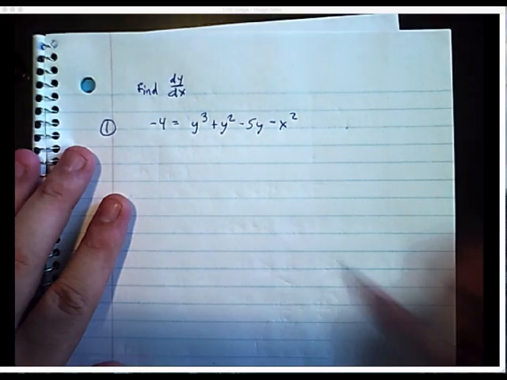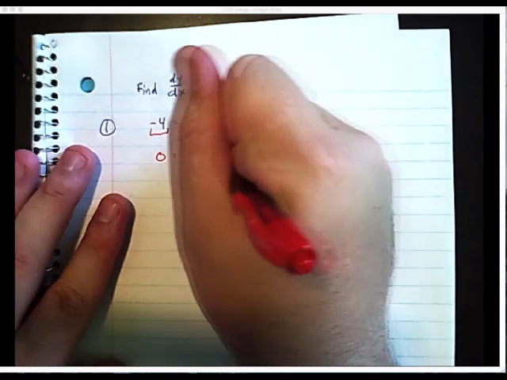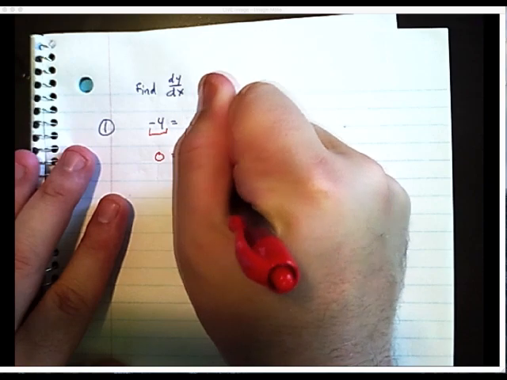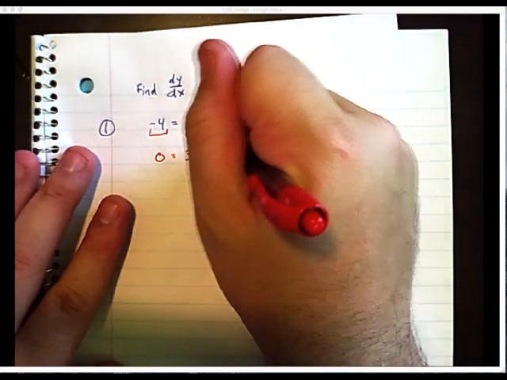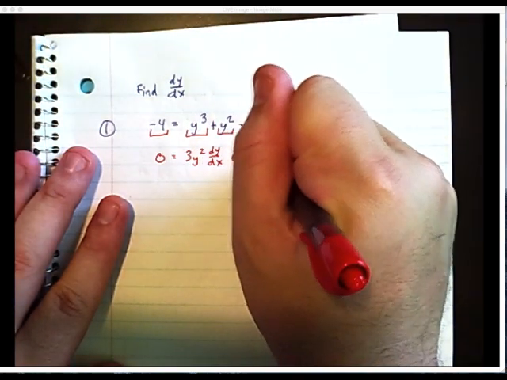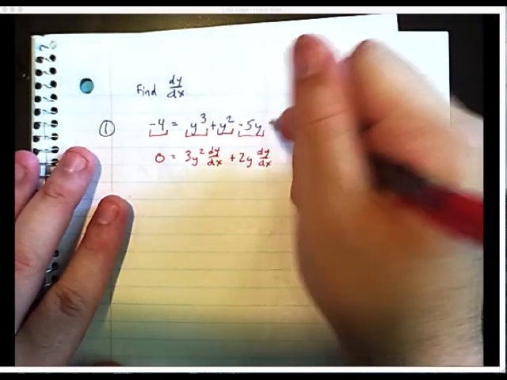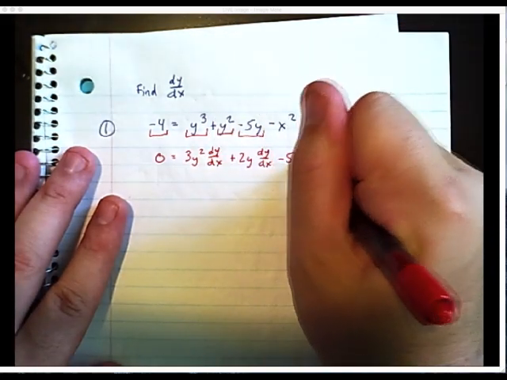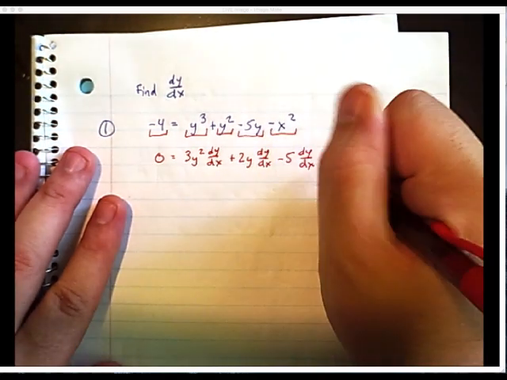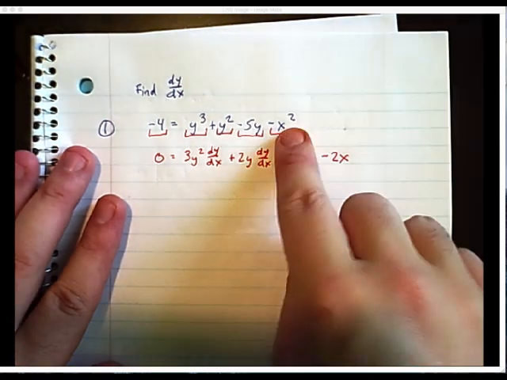So as I start taking derivatives, I just take one piece at a time. Derivative of a constant is 0. Derivative of y cubed would be 3y squared, but I need to remember the dy over dx. Derivative of y squared would be 2y with a dy over dx. The derivative of negative 5y would be negative 5 with a dy dx on it. Then the derivative of negative x squared is simply negative 2x. You don't need the dy over dx on that one because it's just x.